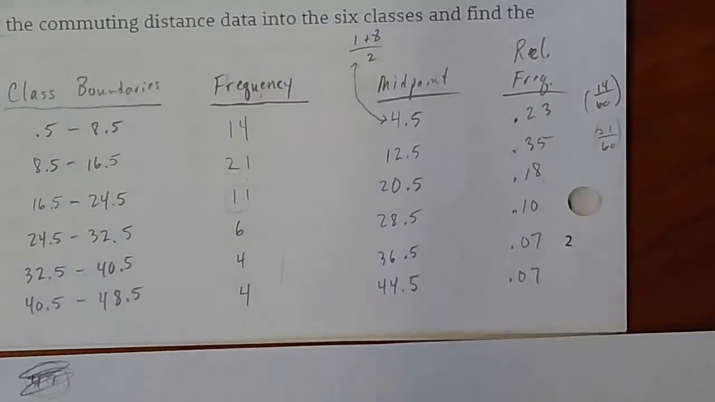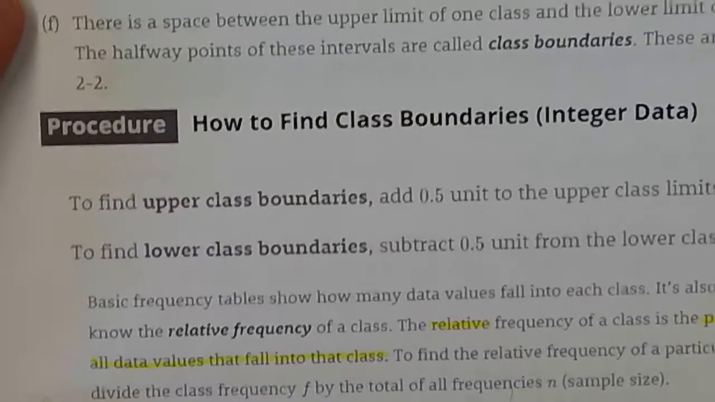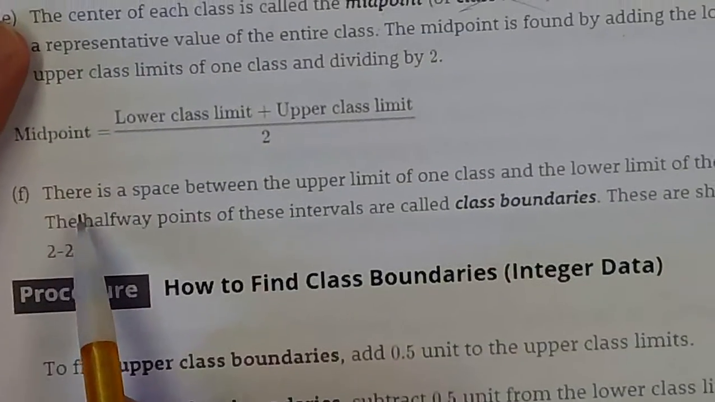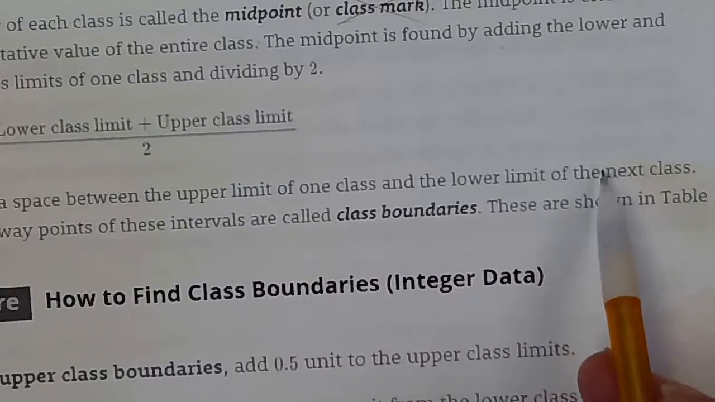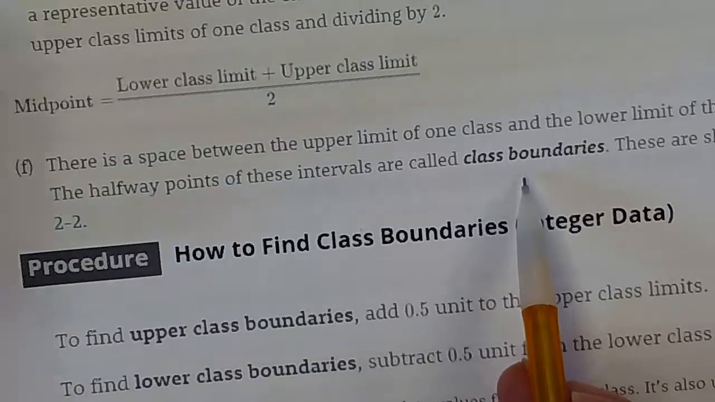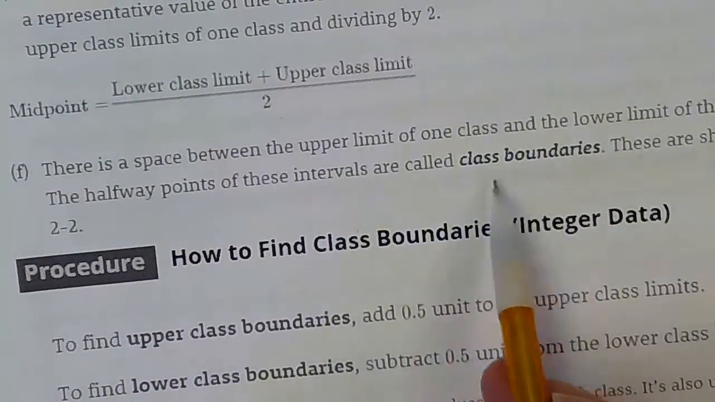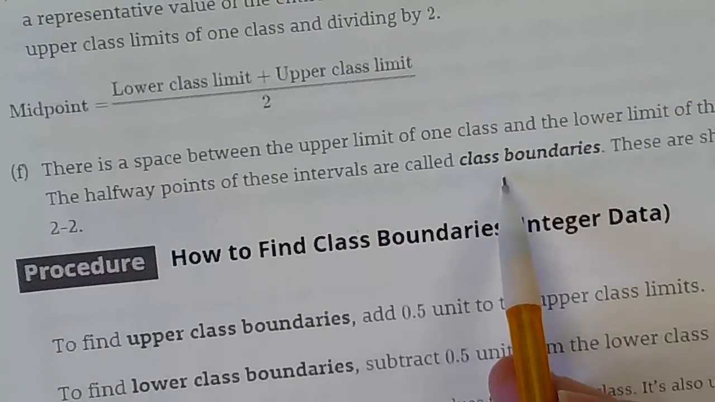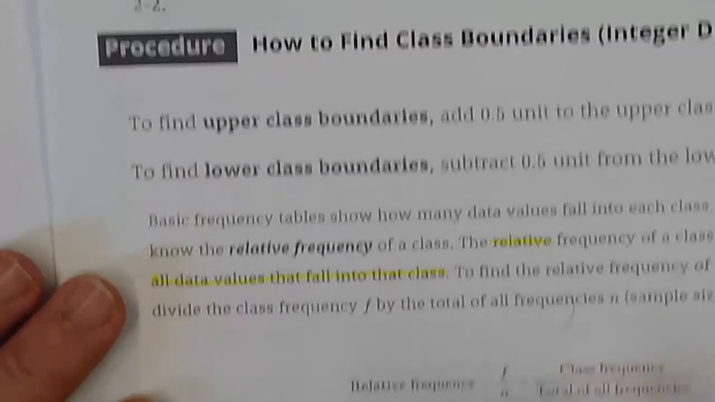Okay, next concept, class boundaries. Part F kind of describes it. There's a space between the upper limit of one class and the lower limit of the next one. The halfway point, we call it the class boundary. It's a very convenient way to create histograms. Right now that's going to seem kind of pointless, but once we get to a histogram, you'll think, oh okay, I can see why the class boundaries make sense.